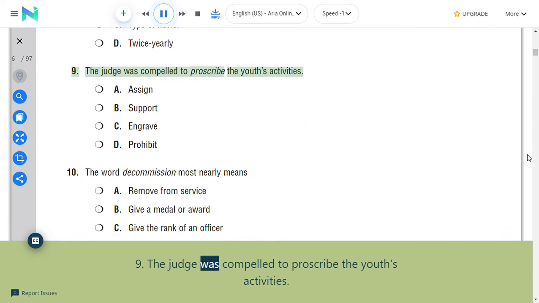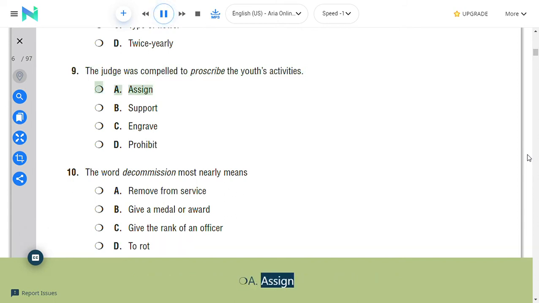9. The judge was compelled to proscribe the youth's activities. A. Assign. B. Support. C. Engrave. D. Prohibit.